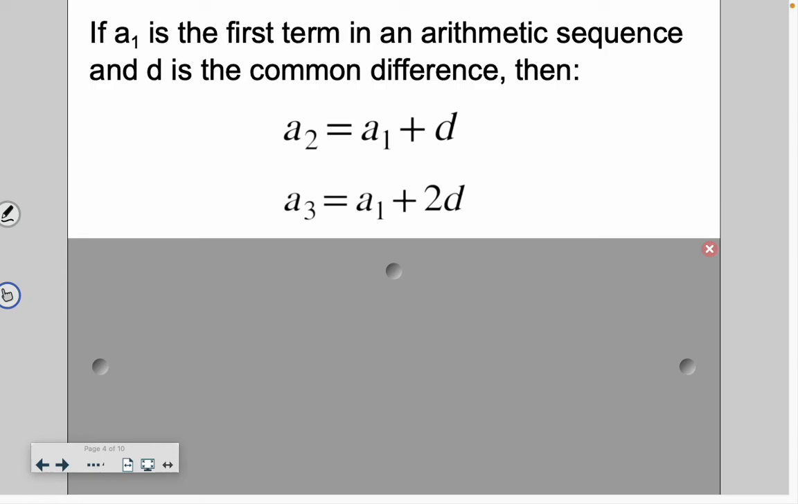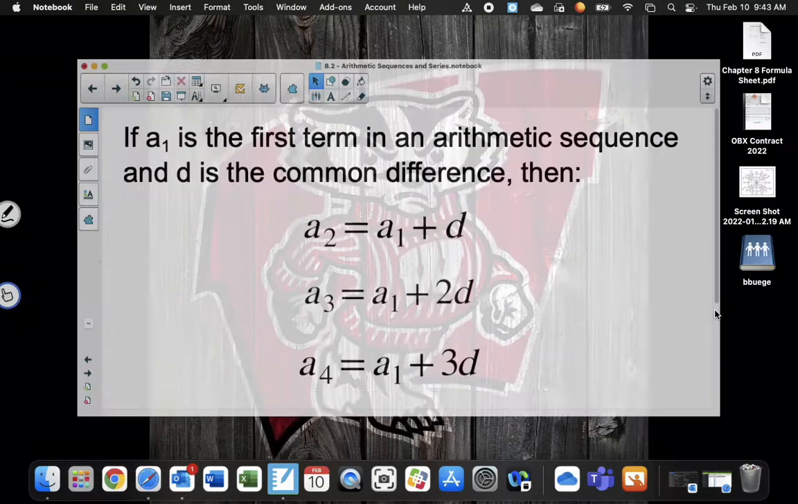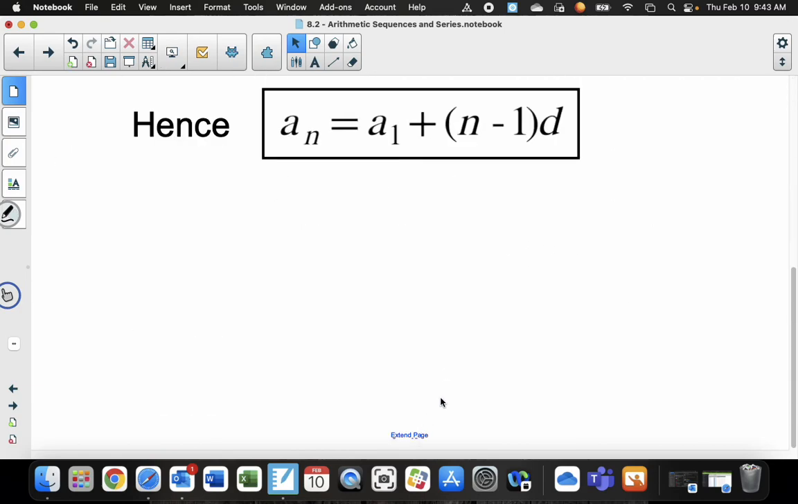And if I went to the fourth term, what would I have? Plus 3 common differences. Let me ask you this. If I went to the 10th term, what would I have? Nope. 9 common differences. You take your first term, add 9 common differences, you'd get to the 10th term. If I asked you for the 100th term, what would I have? You'd add 99 common differences to the first term. In general, here's what you're coming up with. You can write that down, yes. Okay?